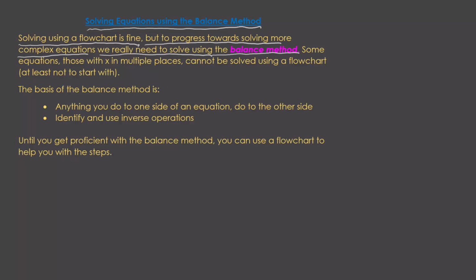The basic idea of the balance method is that an equation is like a set of scales. What's on one side of the equal sign is the same as what's on the other side of the equal sign. So in the case of a balance as a set of scales, the weight of this big circle would be equal to the weight of these other objects over here.